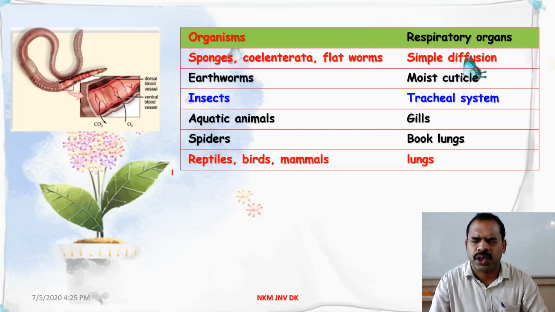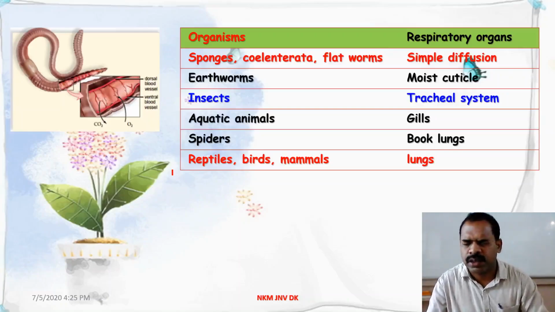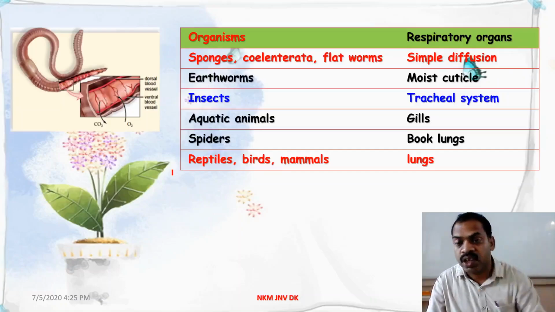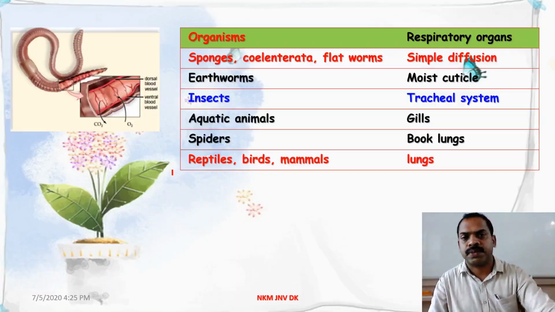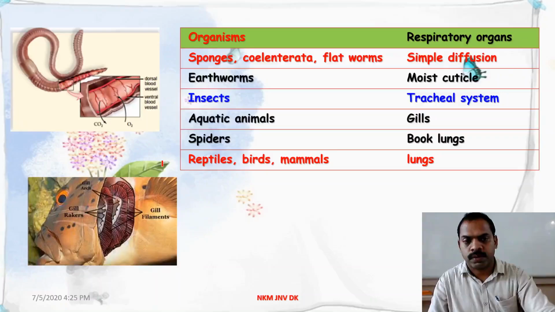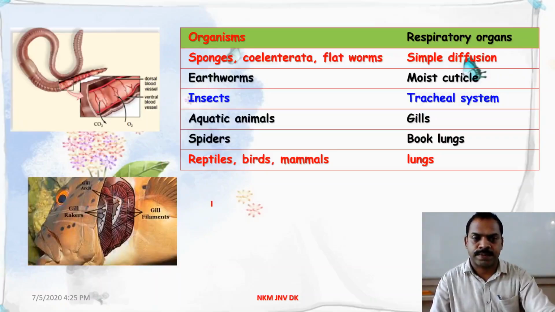Aquatic animals, most of them having gills. Spider having book lungs. Reptiles, birds, mammals use the advanced one. Energy requirement is more. We use lungs. Various types. Gills of fishes.